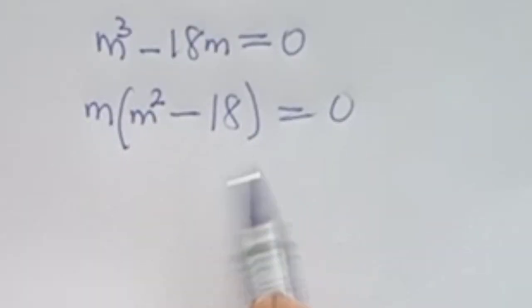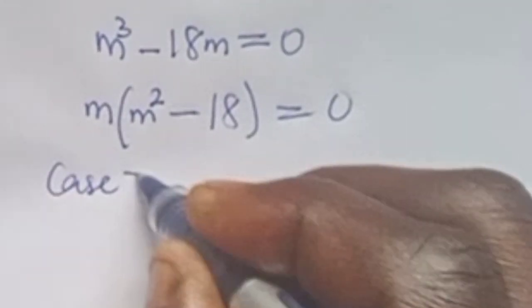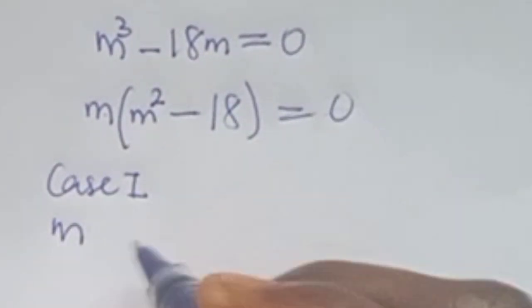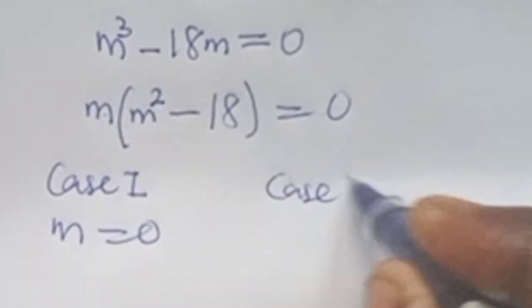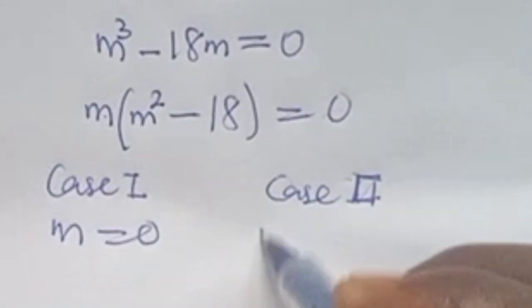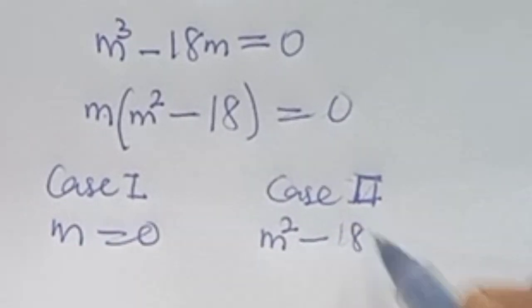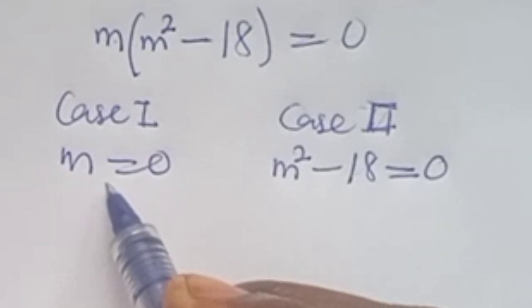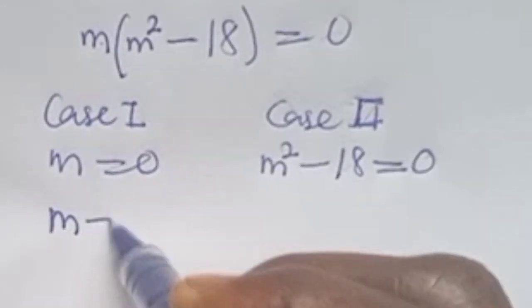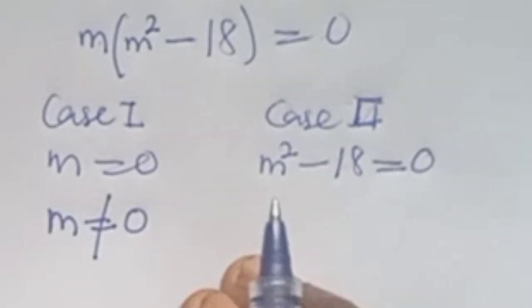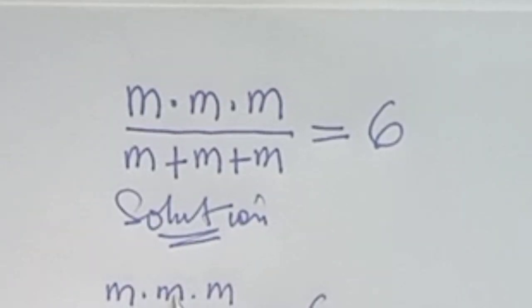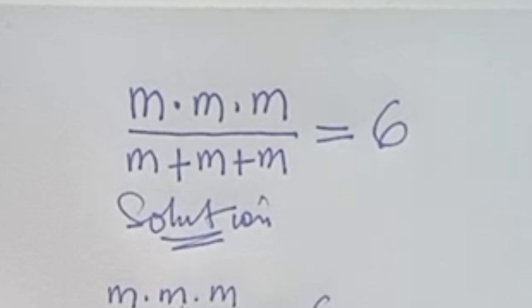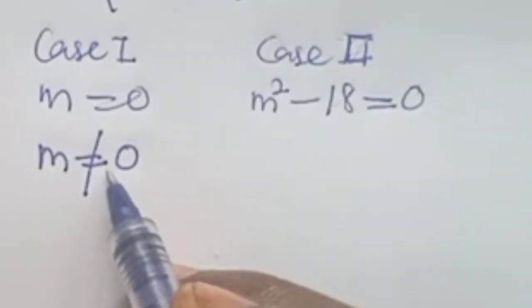So here we end up having two cases. That's case 1, m is equal to 0, and case 2, m to the power of 2 minus 18 equals 0. For case 1, m cannot be equal to 0. When we input 0 for m in the numerator and the denominator, we end up having 0 over 0, and 0 over 0 is not equal to 6. So this case is not accepted.